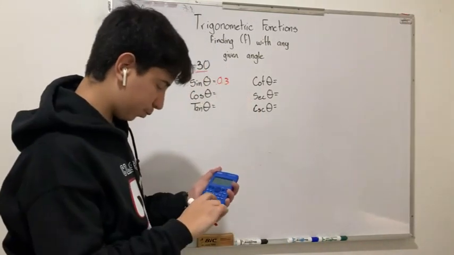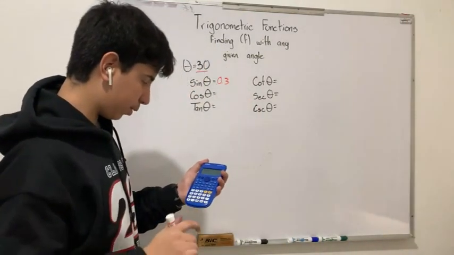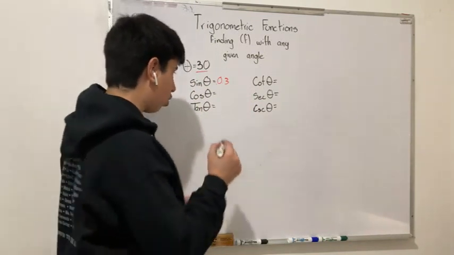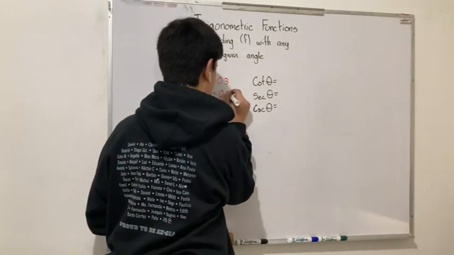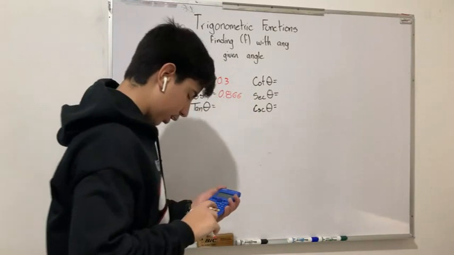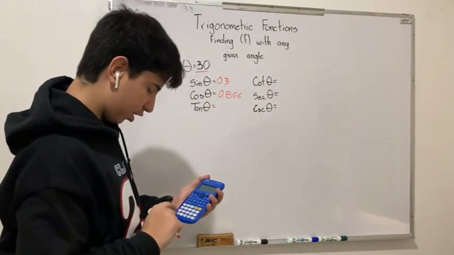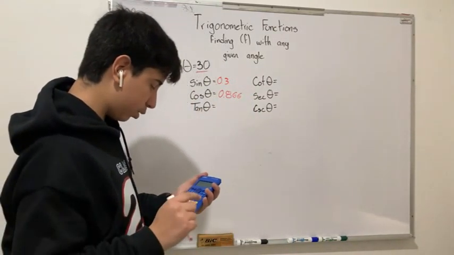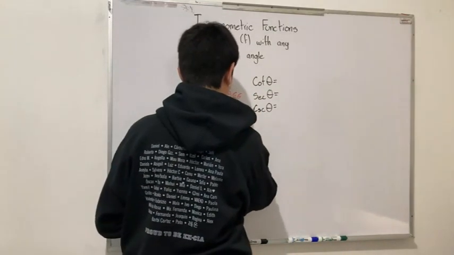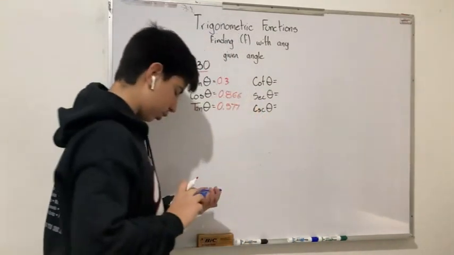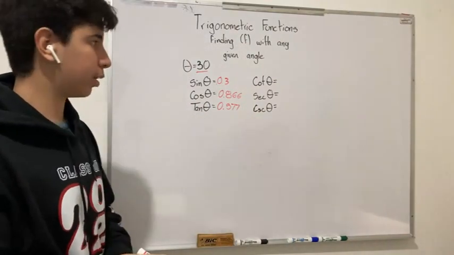Now cos 30 will give you 0.866, and tangent 30 will give you 0.577. Now here goes the tricky part.